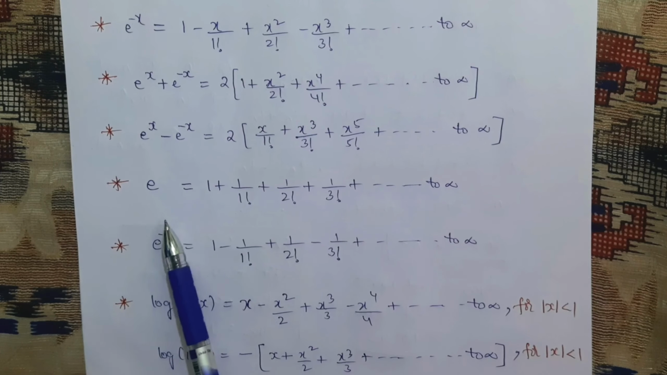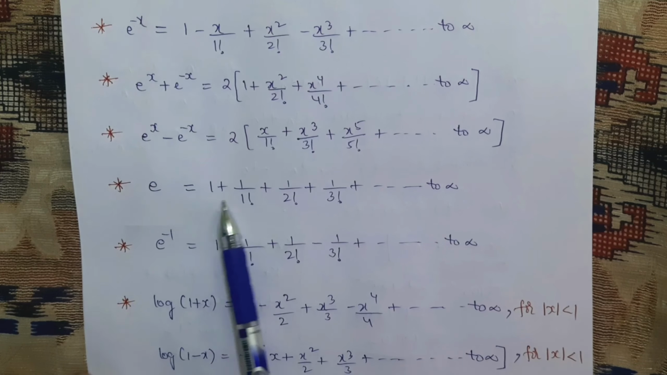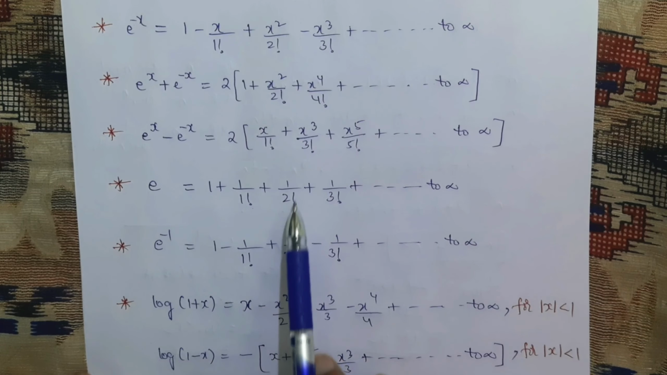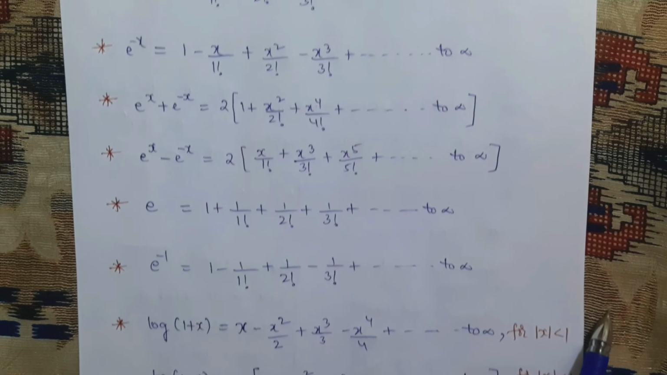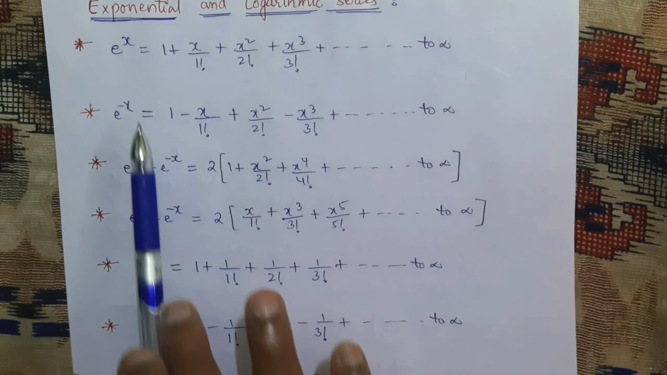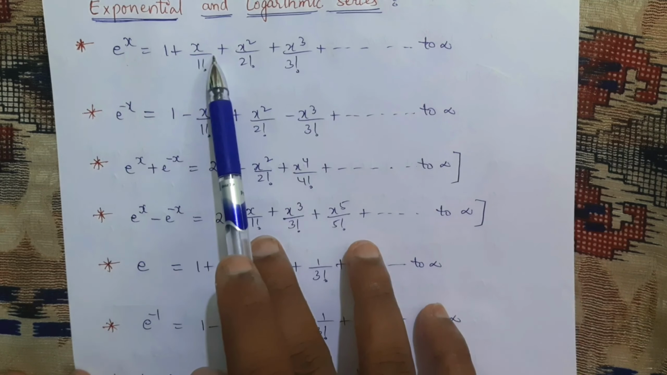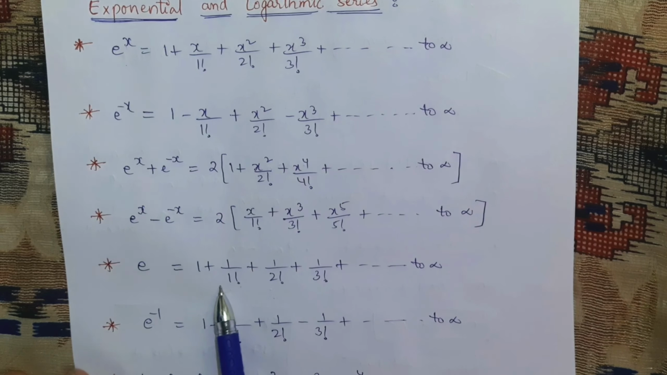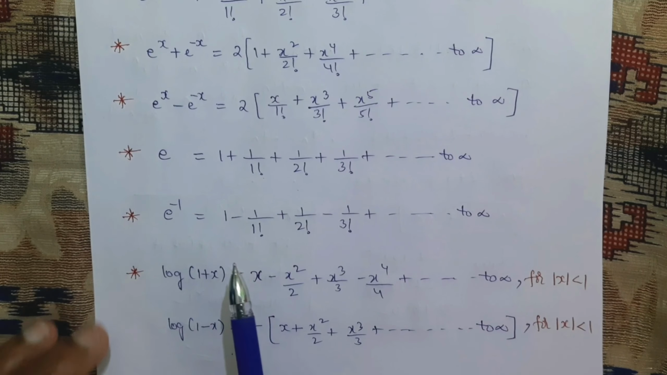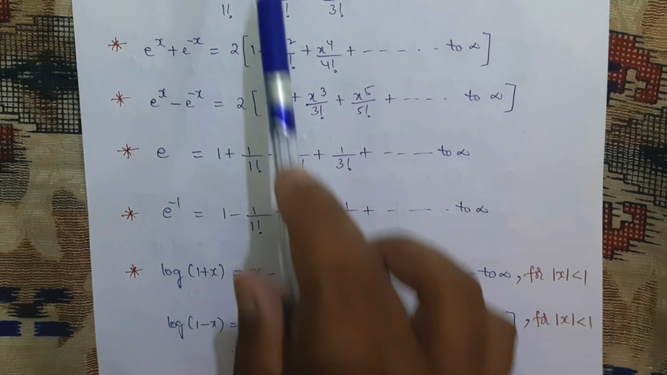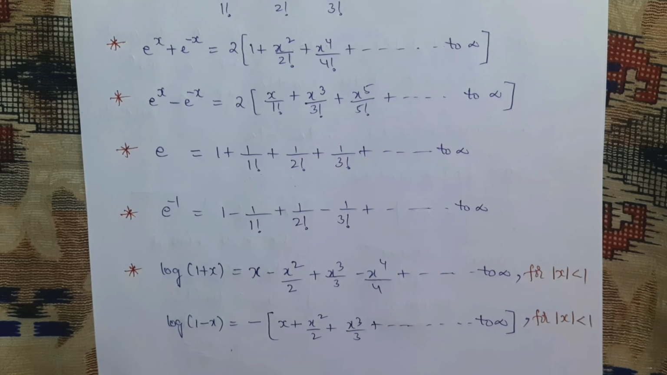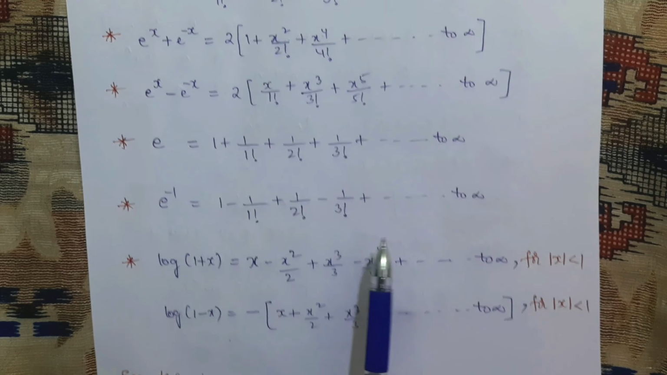When it comes to the value of e, that is equal to 1 plus 1 by 1 factorial plus 1 by 2 factorial. Finding the value of e is also similar to e power x. In the place of x, we will substitute 1. That's it. Wherever x is there, in the place of x, we will substitute 1, so we will get the value of e. Next, e power minus 1. In the place of x, you will substitute minus 1. You will get the terms like this.